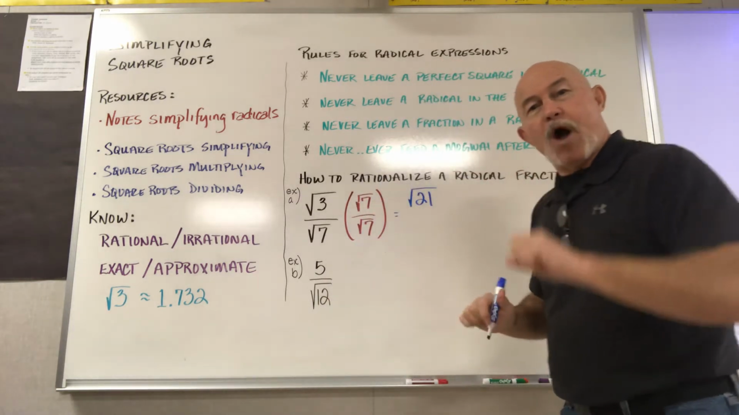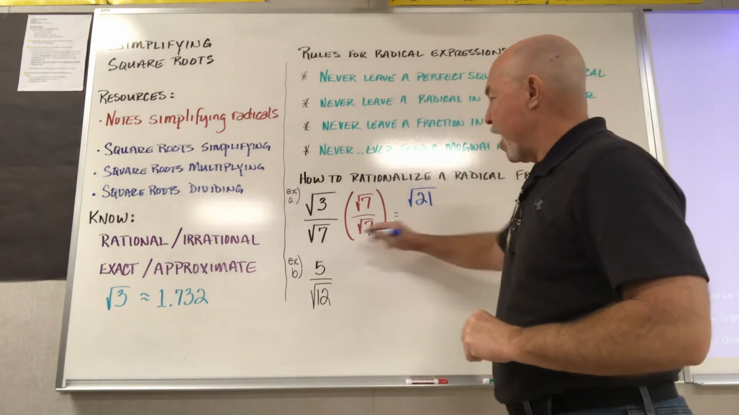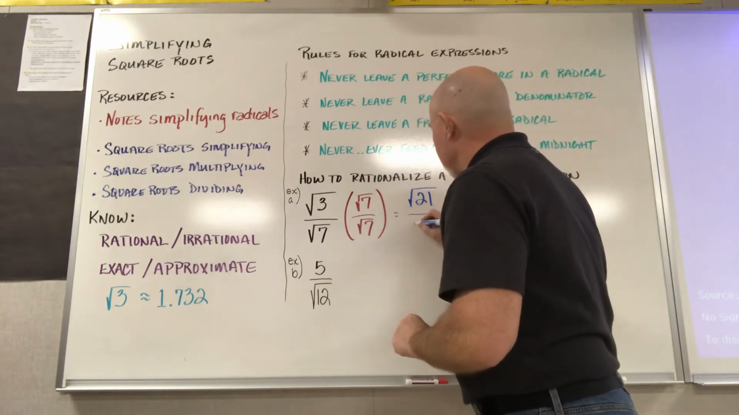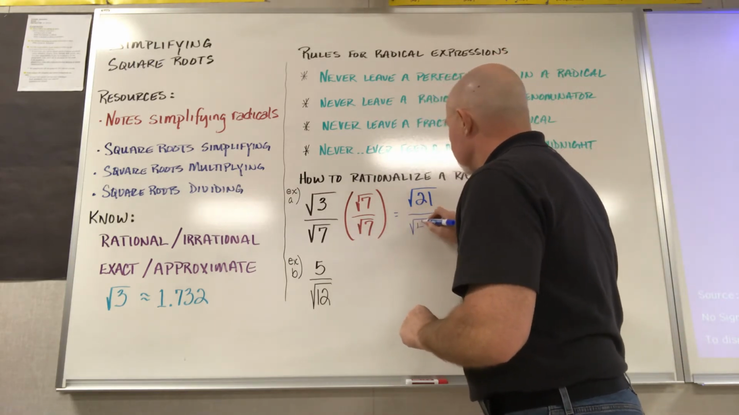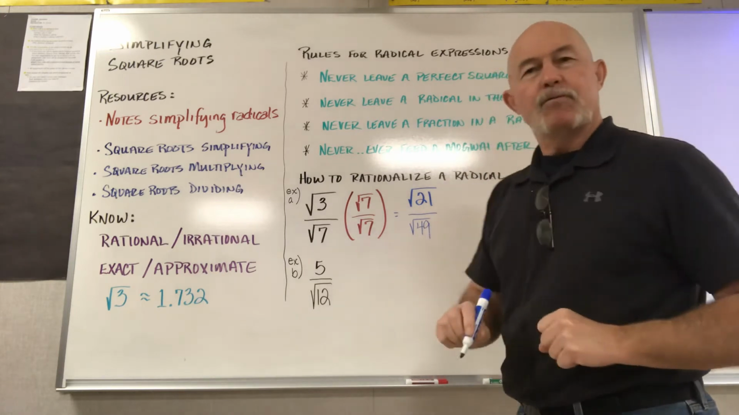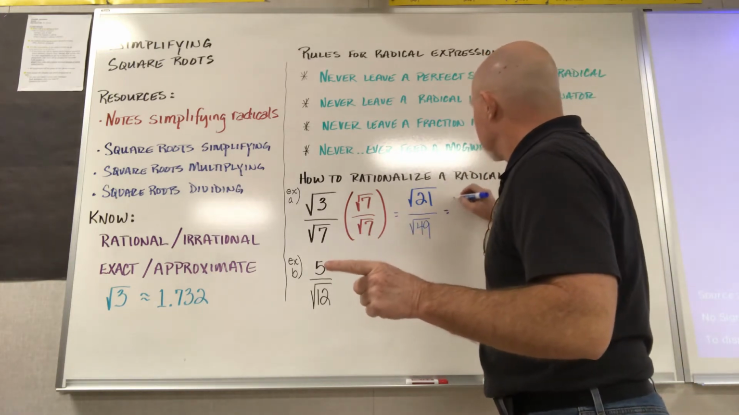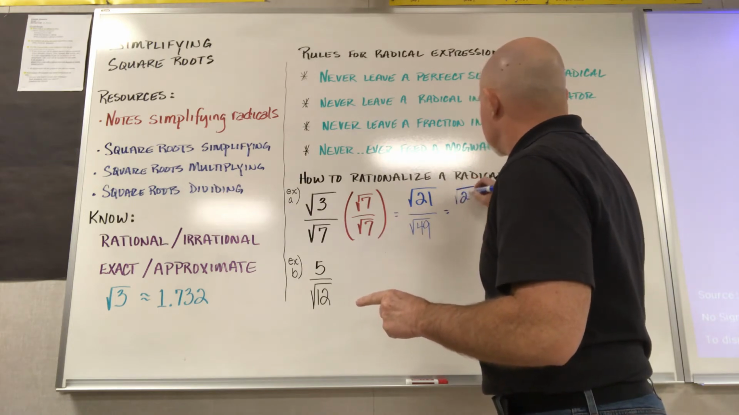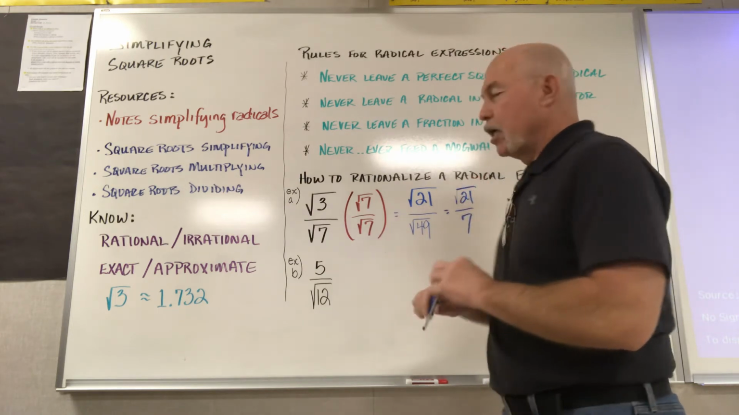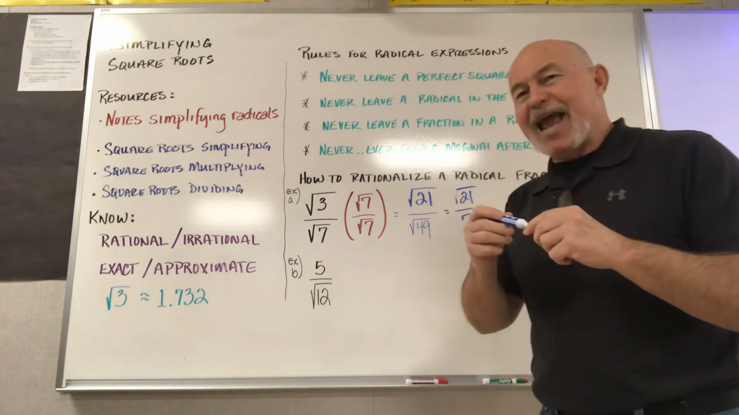Okay? Now watch. Here's why we do this. Radical 7 times radical 7, and the square root of 49 is 7. So that's why we do this.